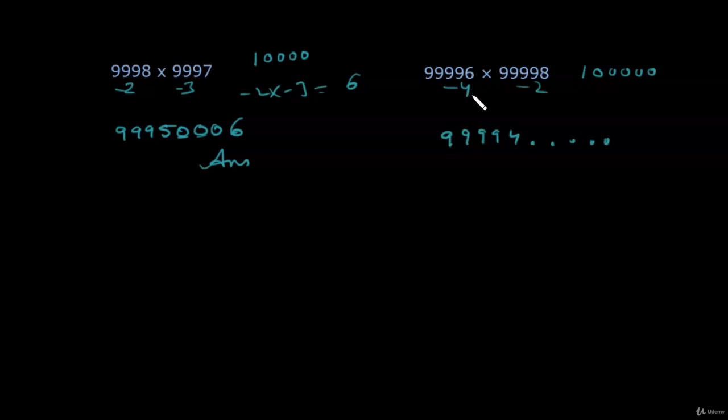For the second part of the number, it has to be a 5-digit number and we have to find the product of -4 and -2. The product of -4 and -2 is 8. So we have 4 zeros before writing 8. Like this. So with little practice, we can write these answers very fast, faster than the calculator.